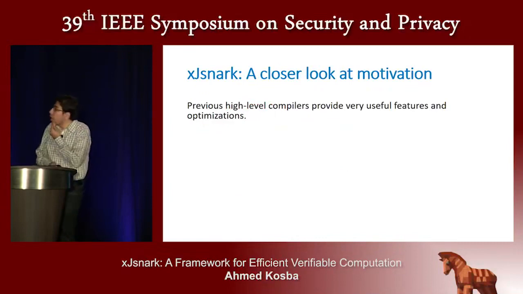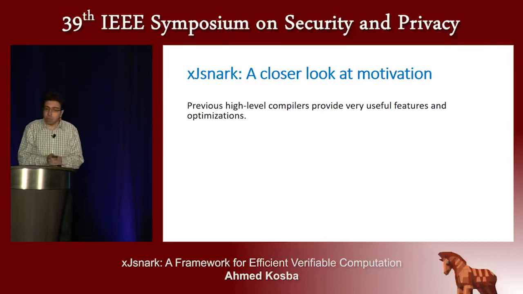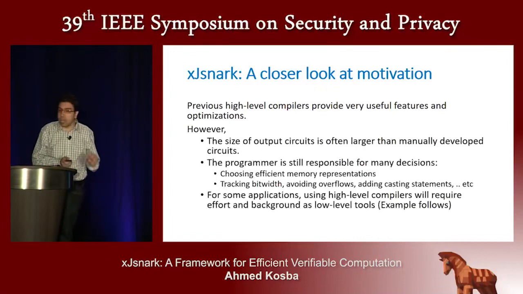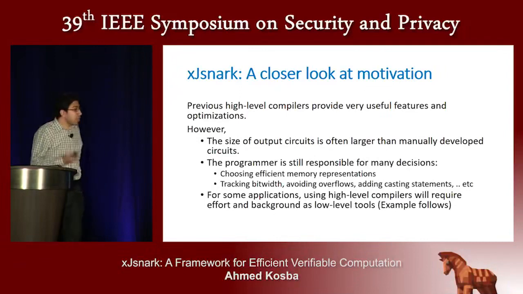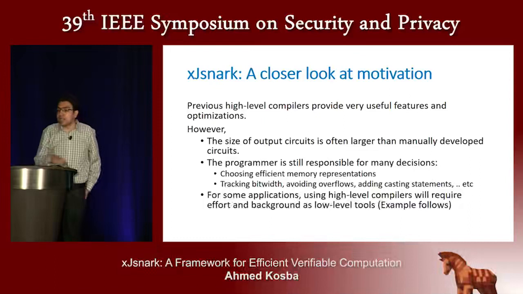So, a closer look at our motivation. The previous high-level compilers provide very useful features and optimizations. However, I believe that there are a few things missing before these can be used widely. The first is that the size of the circuit output is often larger than that of manually developed circuits. Additionally, it requires extensive programming background, or knowledge of how the underlying xJsnark circuit works.